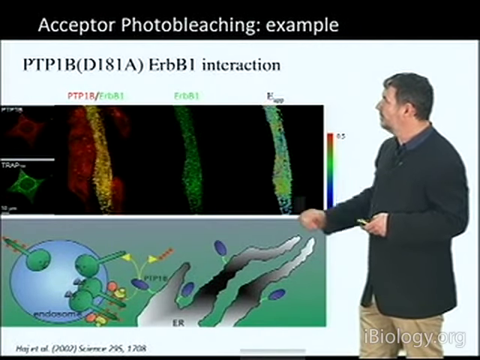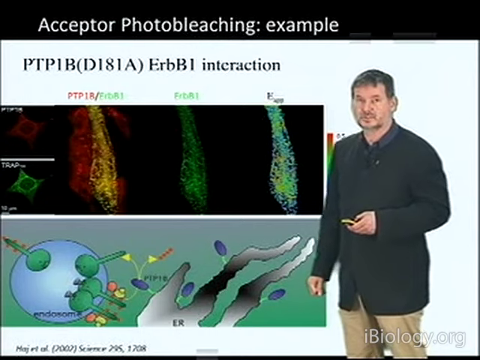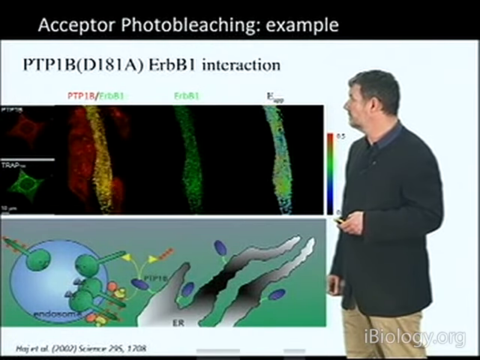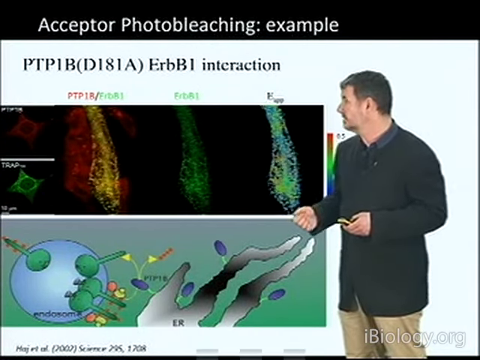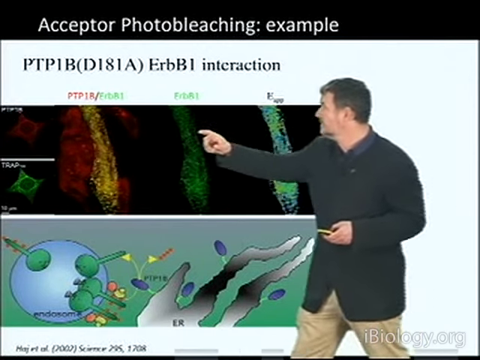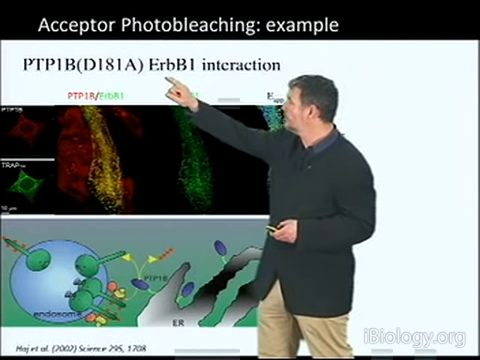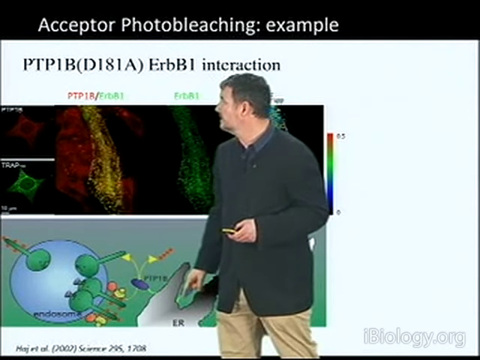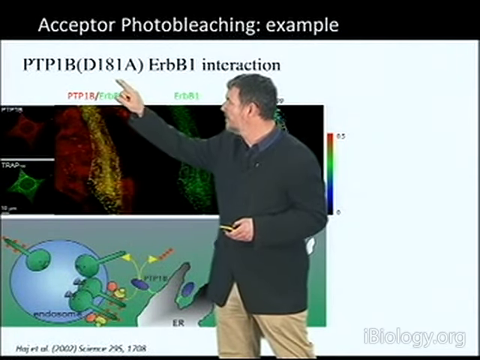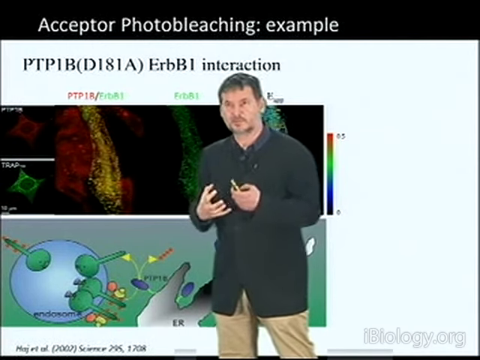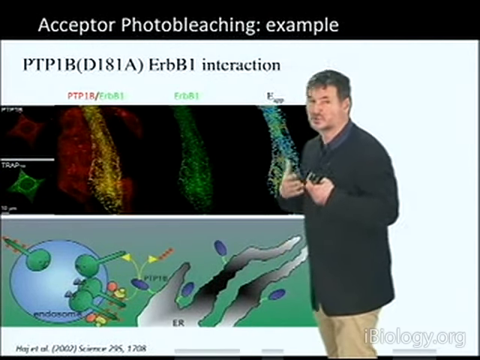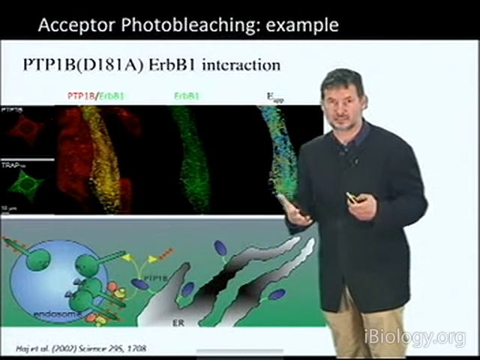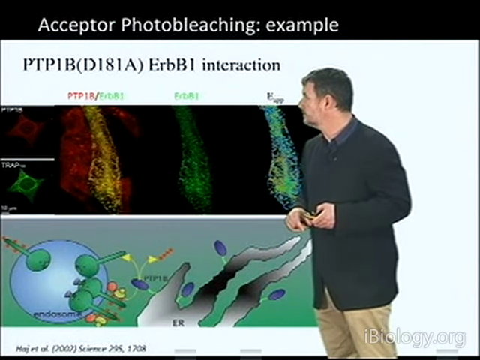So one more example that I show over here, just to show you that you can use this approach to also, for example, do a three-dimensional map of interaction. In this case, we looked at the interaction between epidermal growth factor and a phosphatase called PTP1B that's on the surface of the ER. We use a specific trapping mutant that has a stable interaction with its substrates. And so we wanted to know where does the phosphatase actually act on the epidermal growth factor.